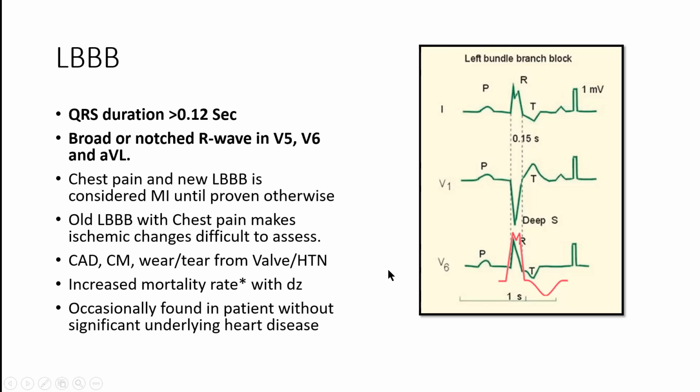Left bundle branch block can be associated with underlying cardiovascular disease, whether it's coronary disease, cardiomyopathy, or wear and tear from valve disease or high blood pressure. If a patient has underlying coronary disease or cardiomyopathy and a left bundle branch block, then that does increase mortality when it is in association with disease. And occasionally you can find left bundle in somebody without significant underlying disease.